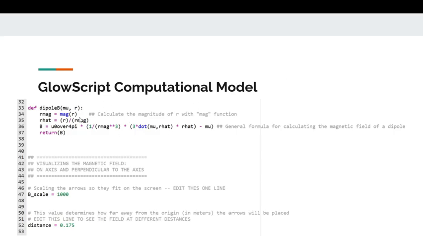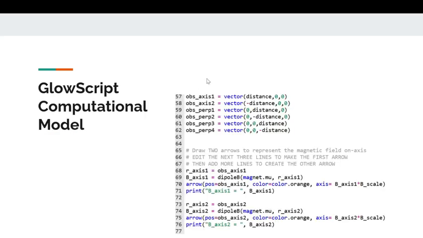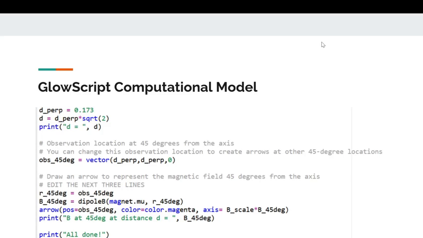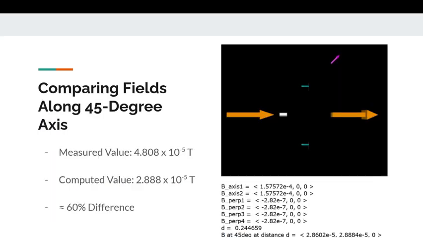In these lines of code, we are using the formula for calculating the magnetic field of a dipole, or the bar magnet in this situation. And over here I'm just scaling our arrows to see in our force diagram. In these lines of code above, we are declaring the observation locations for our graph. Down here, we are declaring arrows and lines to depict in our force diagram. In these lines of code, I am declaring the arrows that represent the magnetic field perpendicular to our axis. In these final few lines of code, I am declaring the arrow to represent our off-axis magnetic field 45 degrees from the axis.